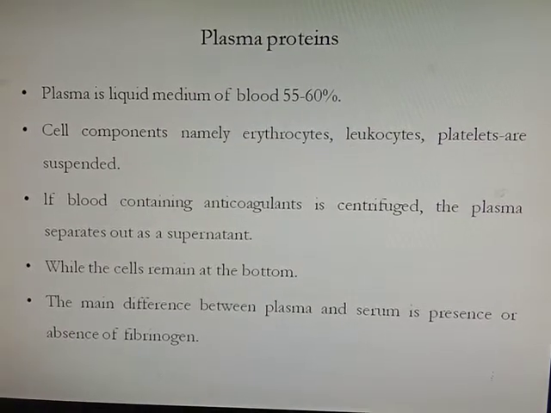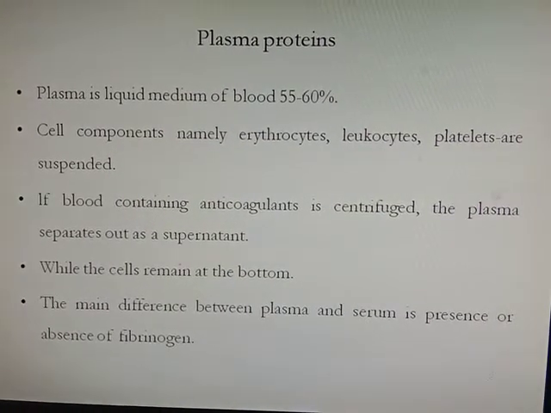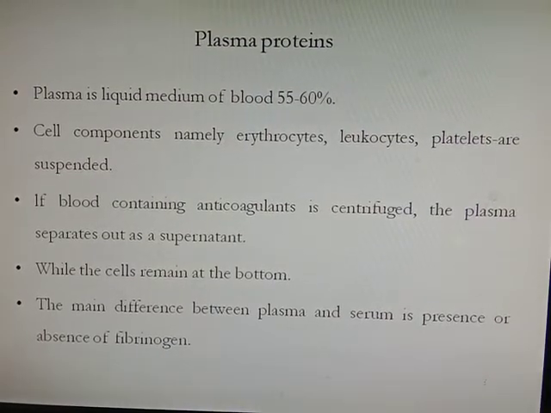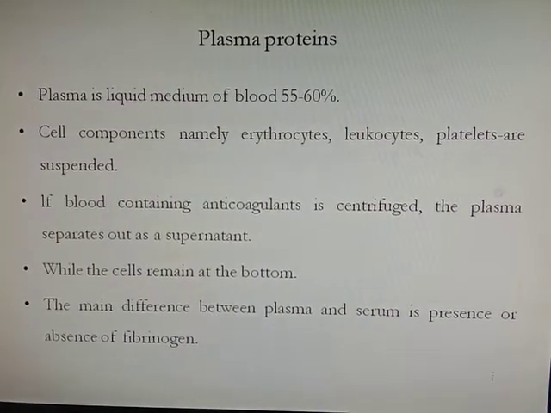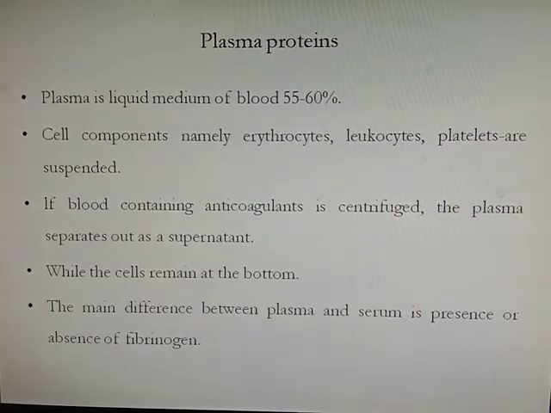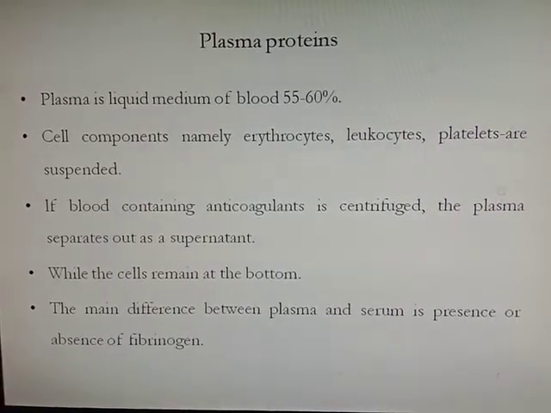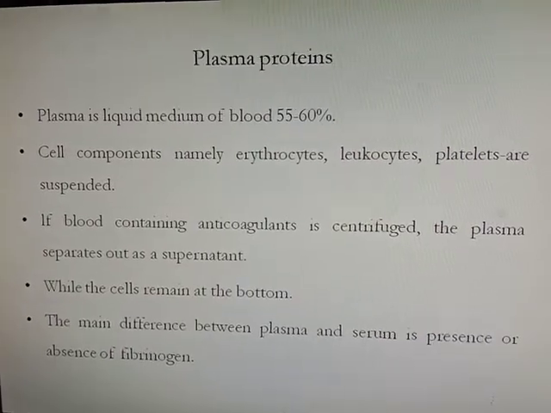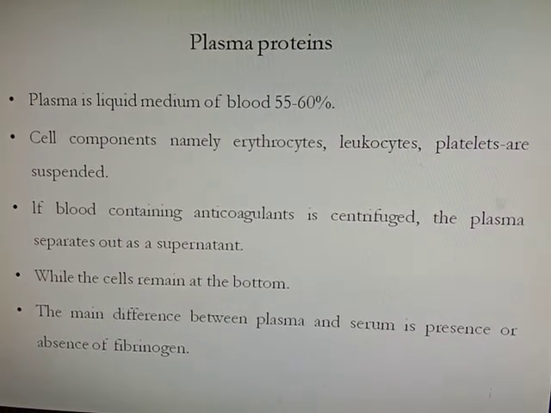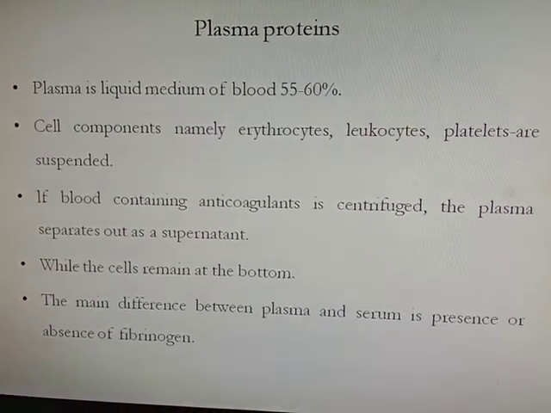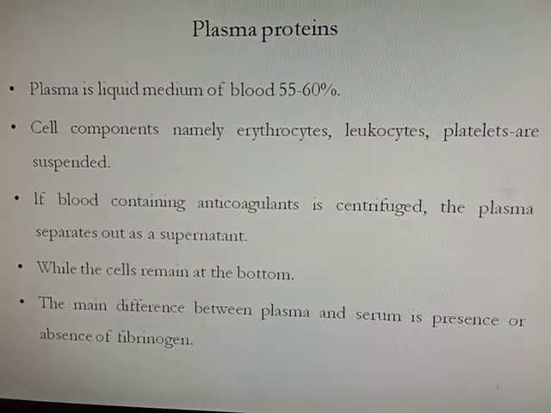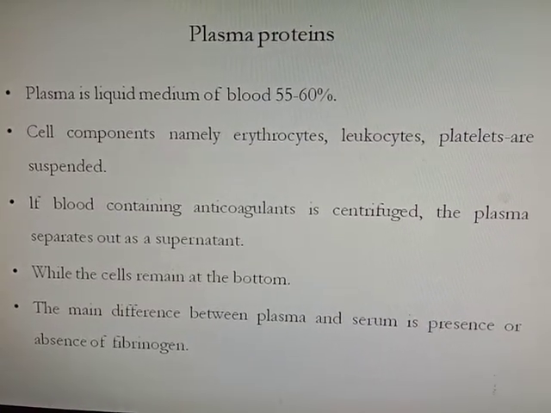erythrocytes, leukocytes, and platelets. If blood containing anticoagulant is centrifuged, the plasma separates out as a supernatant, while the cells remain at the bottom. So if you take the blood, add the anticoagulant and allow it to separate, the plasma will separate out as a supernatant.